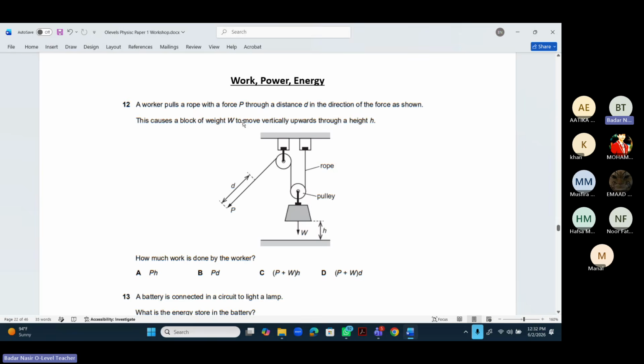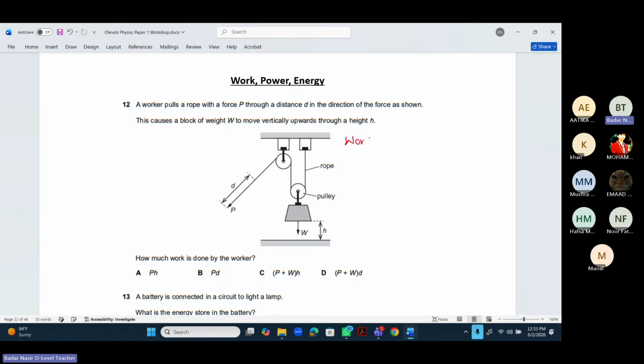Okay, now moving on to work, power, energy. A worker pulls a rope with a force P through a distance D in the direction of the force as shown. This causes a block of weight W to move vertically upwards through a height H. How much work is done by the worker?